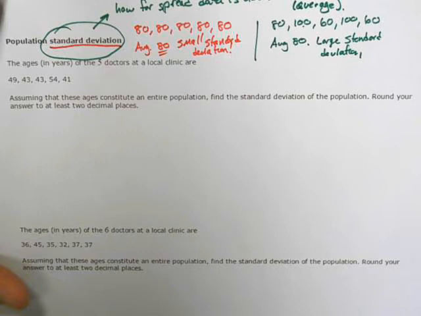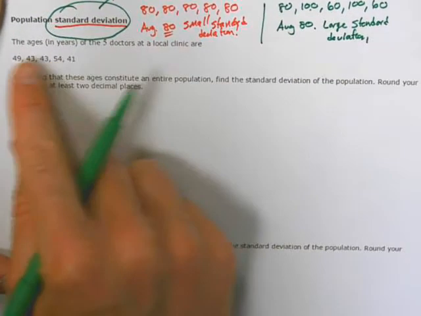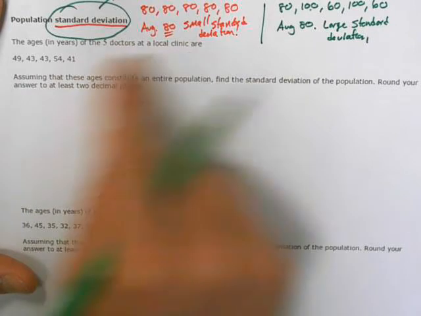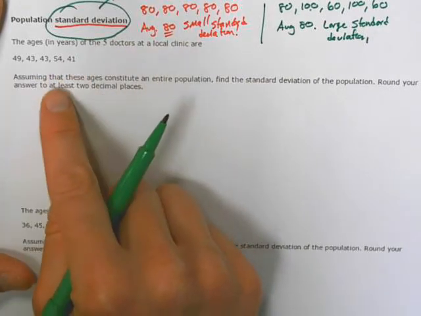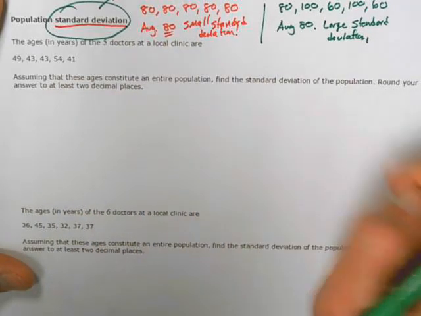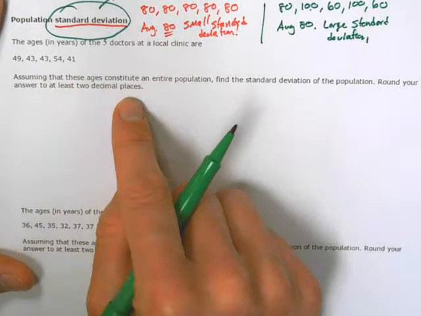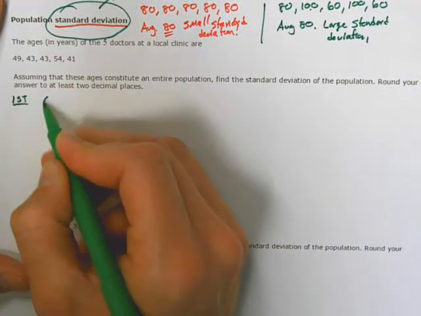It's not that hard, especially with just a few numbers. So it says the ages in years of 5 doctors at a local clinic are right here. So here are their 5 ages. Assuming that these ages constitute the entire population, find the standard deviation for the population, round to at least 2 decimal places.